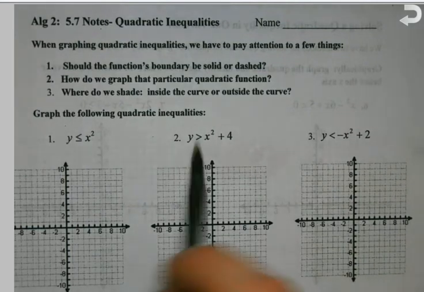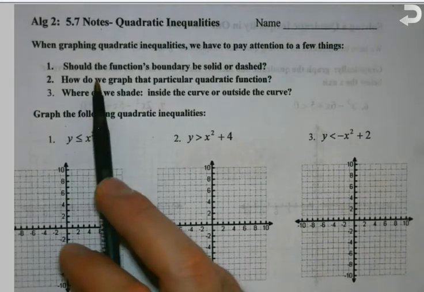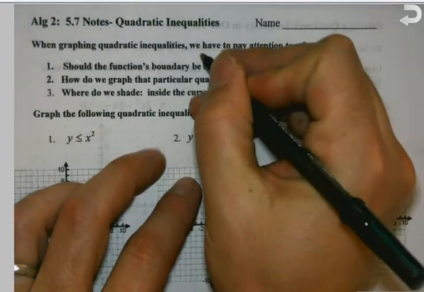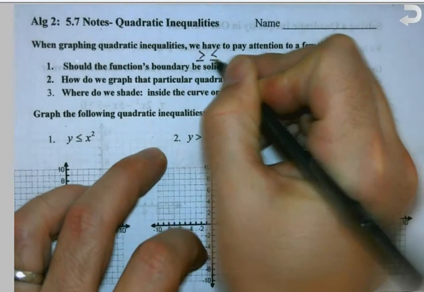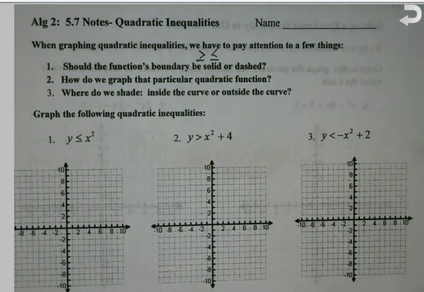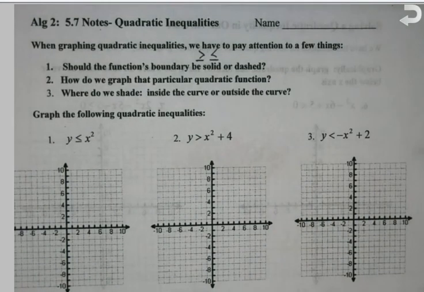So, while we're doing these, a couple things to pay attention to. Should the function's boundary be solid or dashed? Easy answer to that question. If you think back to when you were doing it with lines, solid was when we had the or equal to. So if you see less or greater than or equal to, that's going to be a solid line parabola.